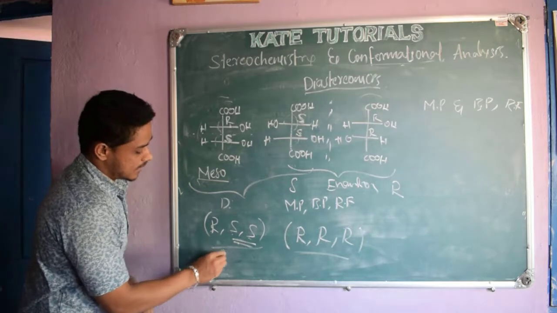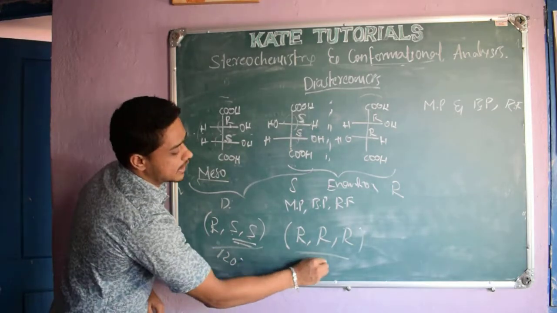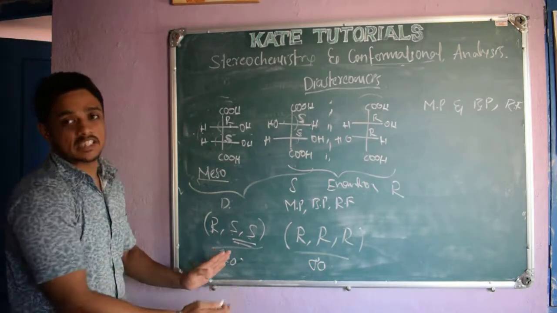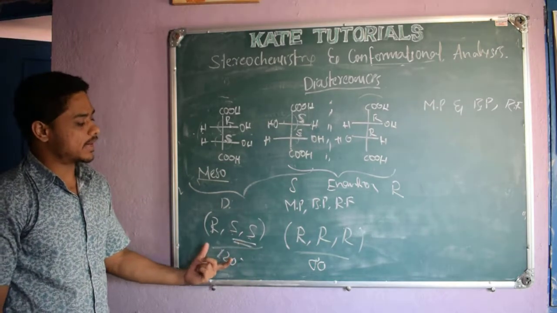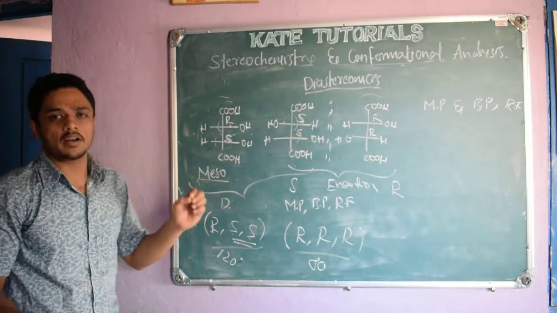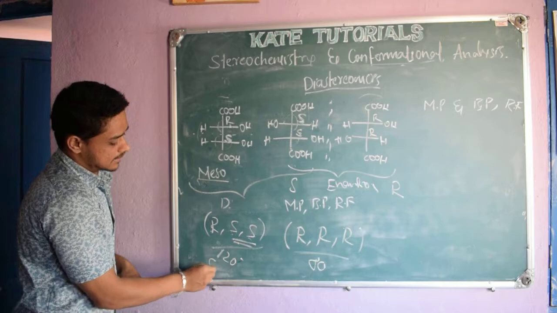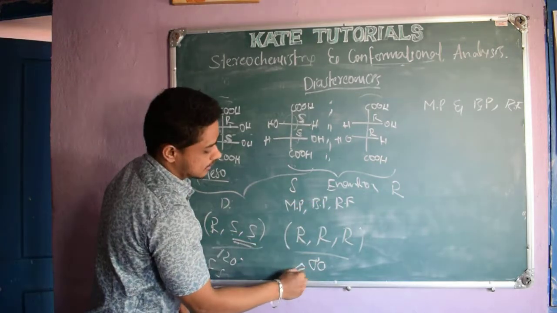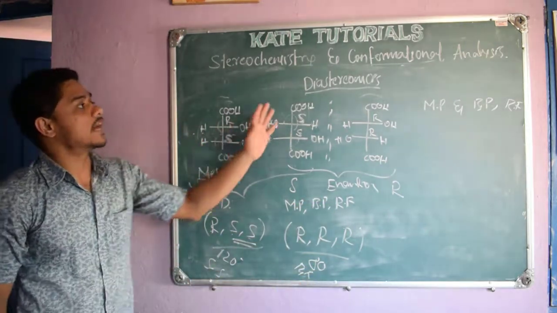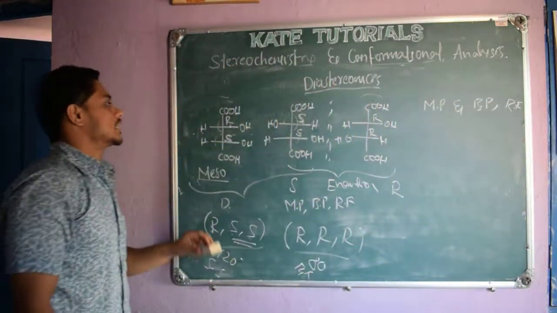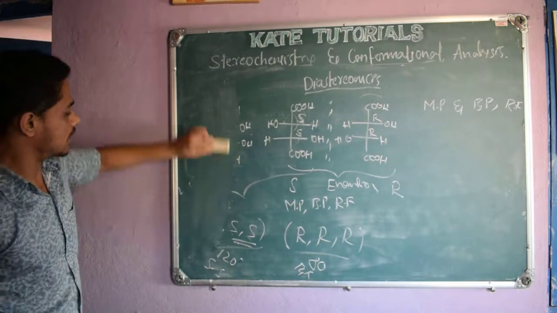Let us assume that one has a 120 degree melting point and the other has 80 degree. So we can separate them by fractional distillation. Once we separate, we do some reactions again and we will get back the same, SS here and R here. Like this we can separate. So diastereomers have different melting points, boiling points and retention factors. This thing you should understand.